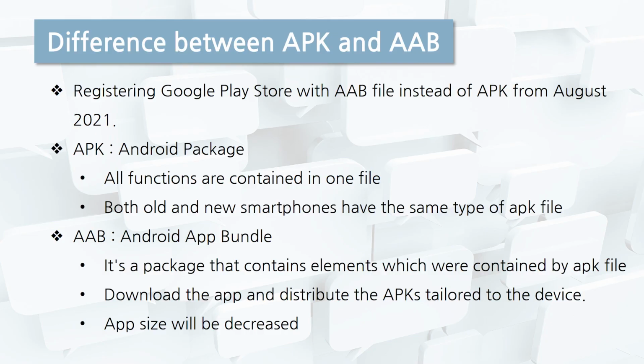And Android AAB files, Android app bundles, are a package that contains all the elements and components which were contained in the APK file. The package will contain all the components. It downloads the app and distributes the APK payload onto the device, and then the AAB file will be required.